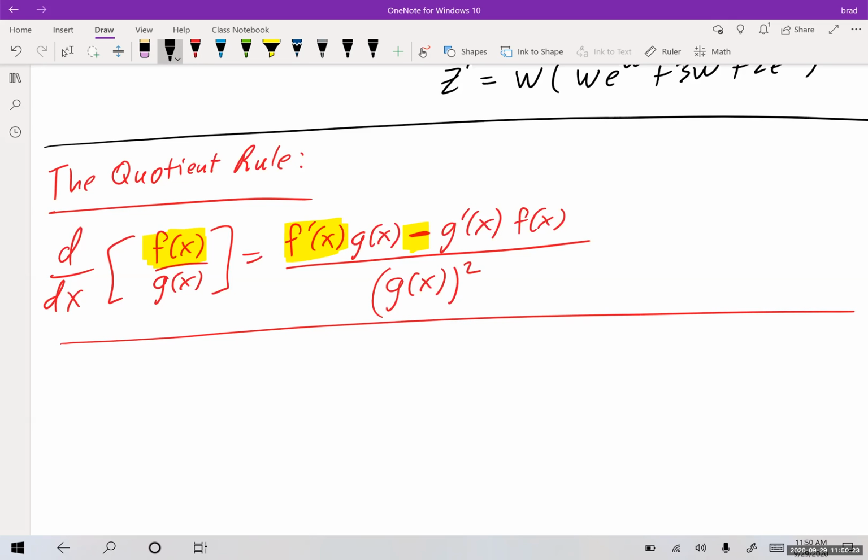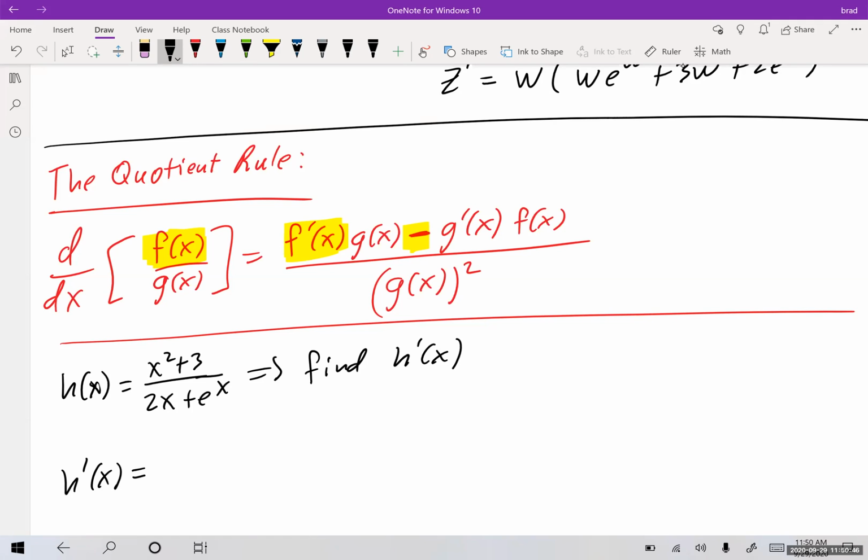So now let's try an example of this. Let's say that we have h of x equals x squared plus 3 all over 2x plus e to the x, okay? So then I'll say find h prime of x. So that means we have to take the derivative, and we get h prime of x is equal to the d/dx of this quotient. So I'm going to follow the rule right here, and you could even write it like this. Once again, call this your u, call this your v. So this would be u prime v minus v prime u, and then this would be v squared. Okay, so that's another way you could look at it as well.